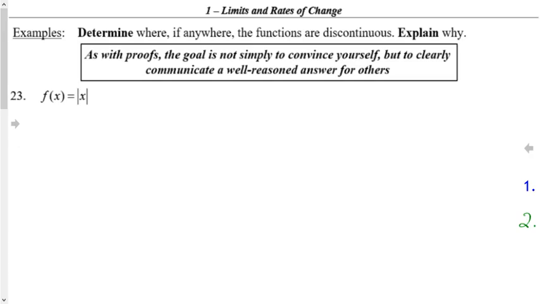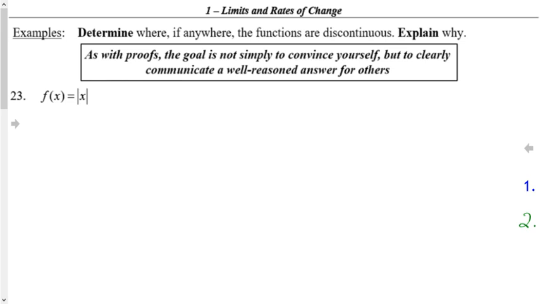Now let's look at continuity. For question number 23, f of x, our function, is equal to the absolute value of x. Well, from what you know about absolute value functions, you can probably picture it in your mind and you'd say, well, yeah, it's continuous everywhere. But notice in the box above, as with proofs, the goal here is not simply to convince yourself, but to clearly communicate a well-reasoned answer for others to understand.